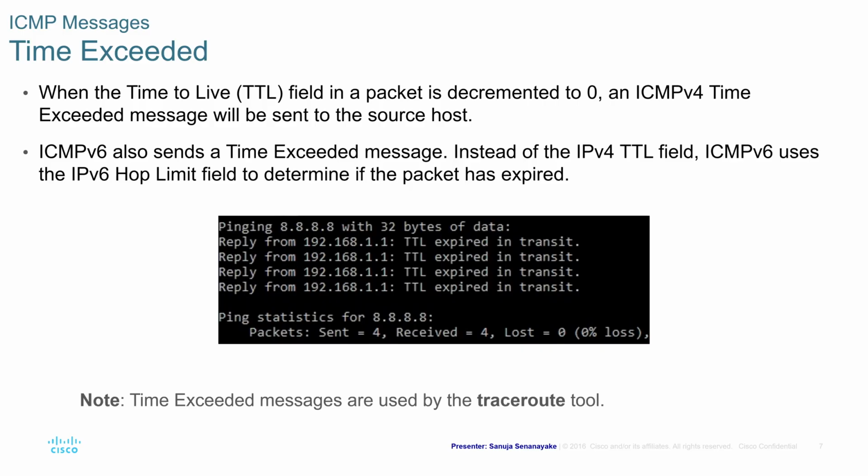So remember, ICMP version 4 packets and ICMP version 6 packets are slightly different because one is using the IPv4 protocol and the other one is using the IPv6 protocol. Therefore, the hop limit field in IPv6 is used to determine the packet expiration. And note the time exceeded messages are used by the traceroute tool. So in this case, they are sending a ping to 8.8.8.8 and that gets a reply back with the time to live expired message.